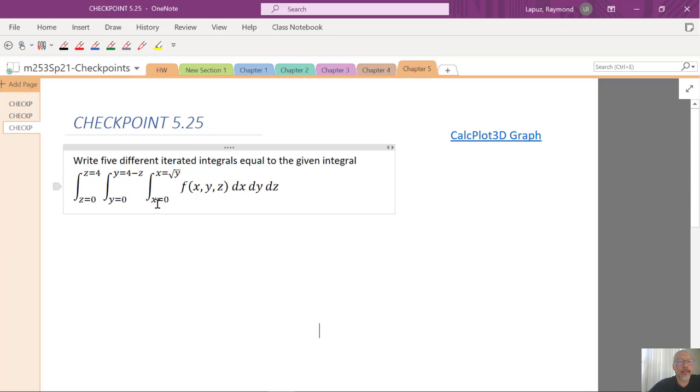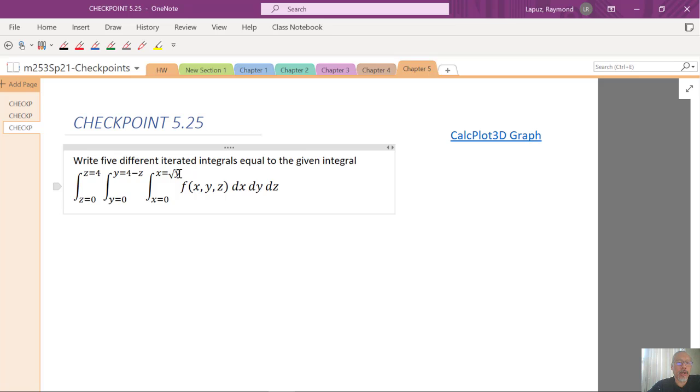I can see that the x values go from 0 to the square root of y. So if we draw the function x is equal to the square root of y, in 3 dimensions it would look like a cylinder. By cylinder I mean it'll run along the z-axis, and if I graph x is equal to the square root of y in the xy plane, then along the z-axis it'll be a cylinder, a surface going up along the z-axis.